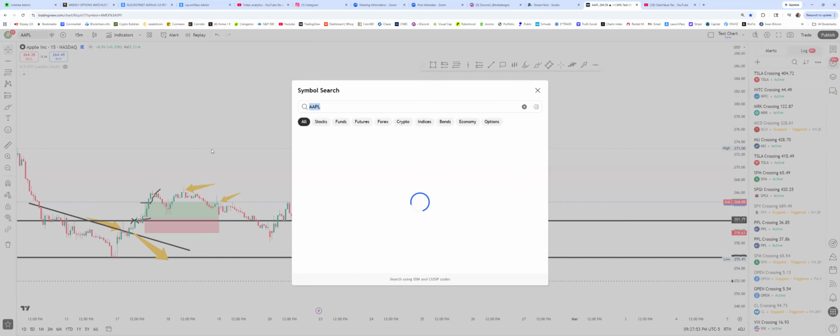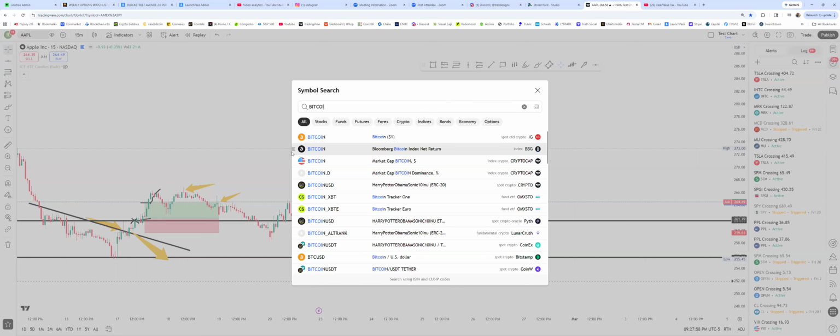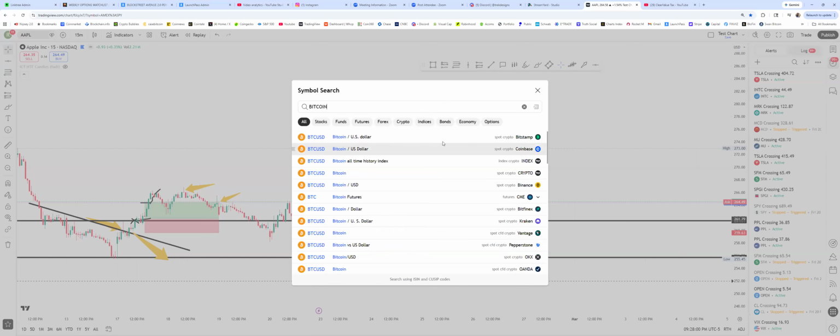Let's look at BTC. That's the only thing that doesn't have to gap up or down, right?